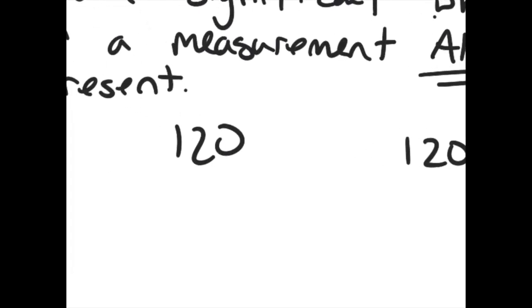Now 120 has a couple of non-zero numbers, 1 and 2, but the question is, is this zero significant? Well, it may come at the end of a number, but a decimal point is not present, and so the zero is not significant. If I ask you how many sig figs there are, you'd say there are 2 sig figs here.